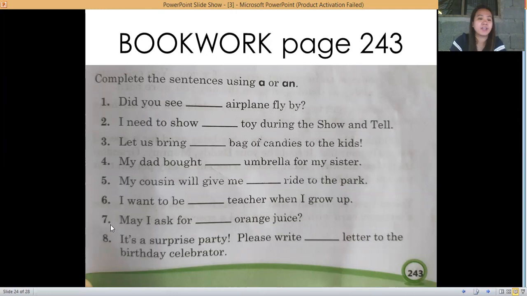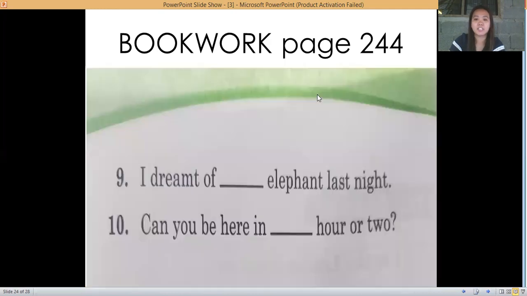Next, number seven, may I ask for blank orange juice? Is it a or an? Next, number eight, it's a surprise party. Please write blank letter to the birthday celebrator. A or an? Next page, the continuation, page 244.